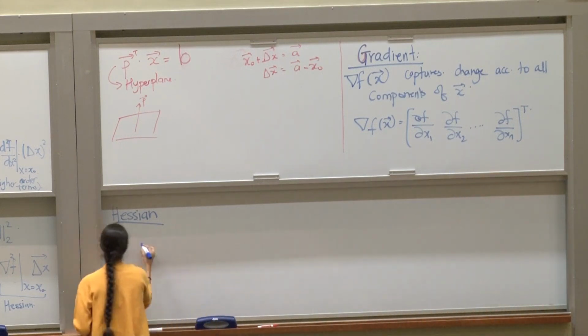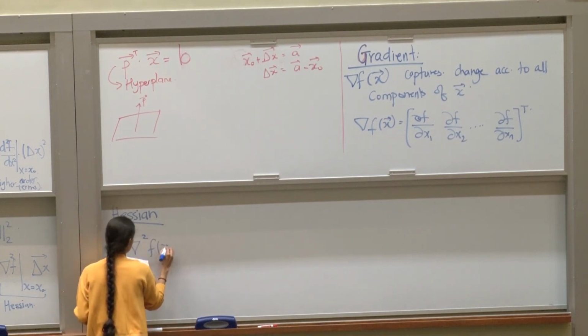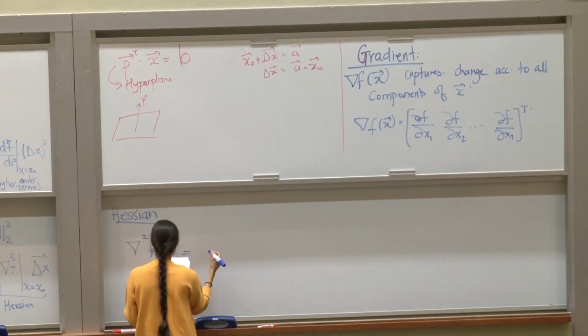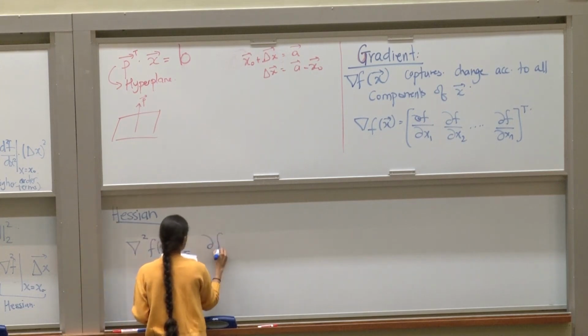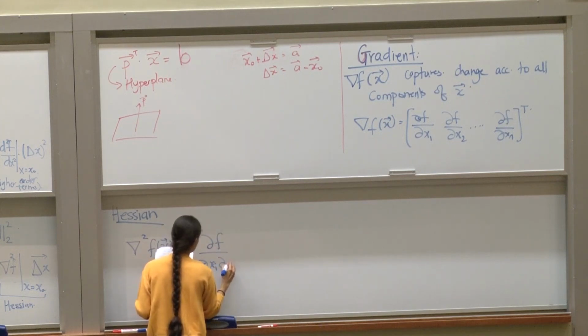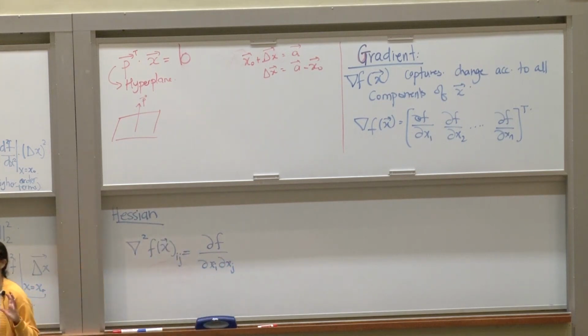So the Hessian I'm going to define: the ijth component of this matrix is going to be del f divided by del xi del xj. Okay?